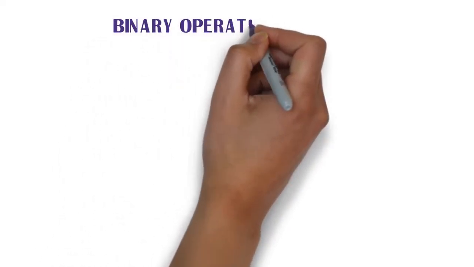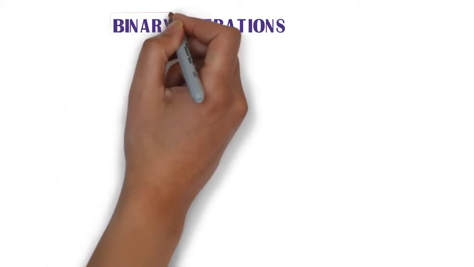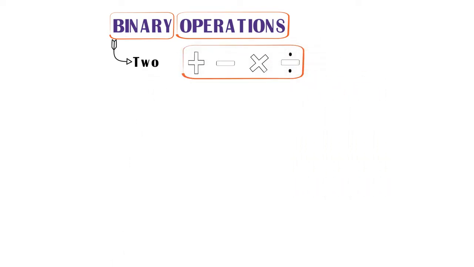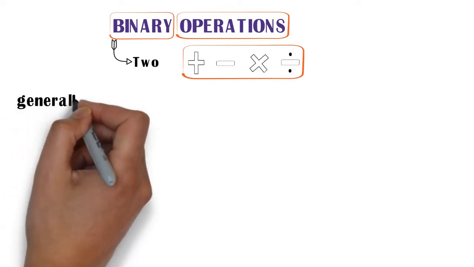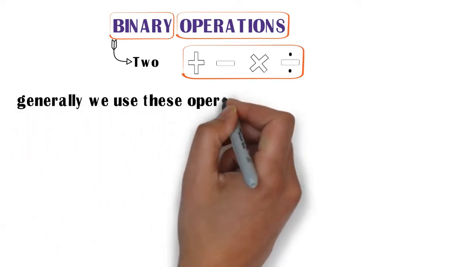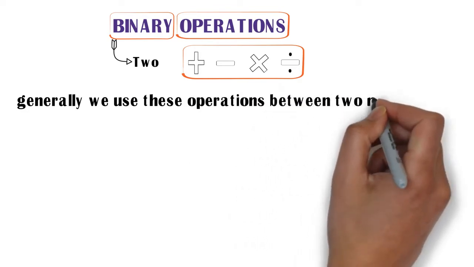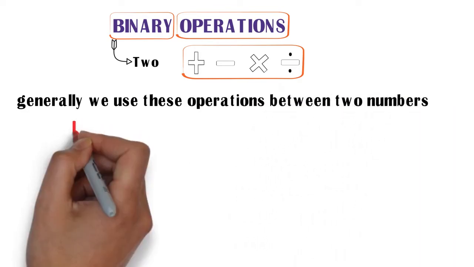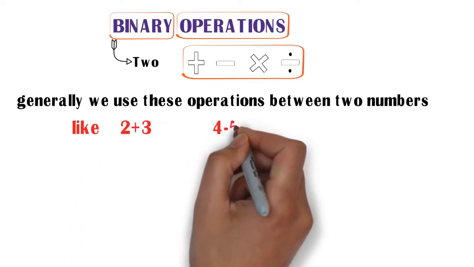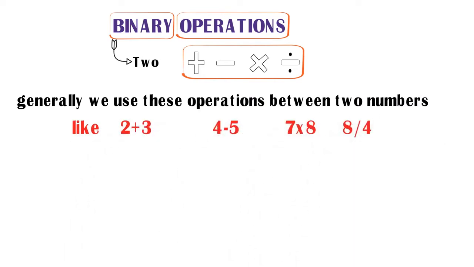Binary operation. What is binary operation? Binary means two elements, two numbers. Here operations means mathematical operations like addition, subtraction, multiplication, division, or a combination of these operations. Generally, we use these operations between two numbers. Observe these examples. These are the operations between two numbers.